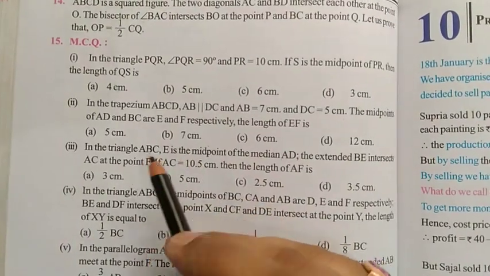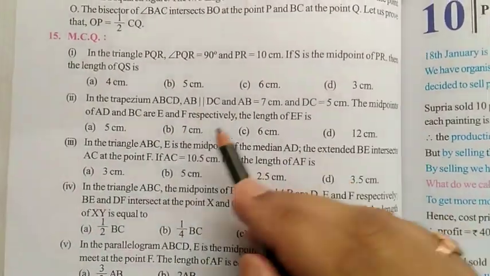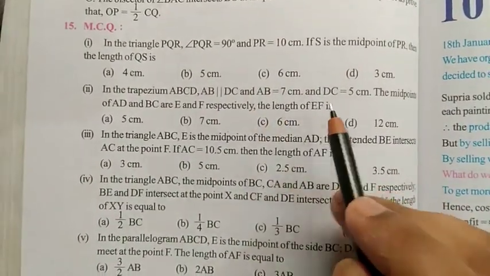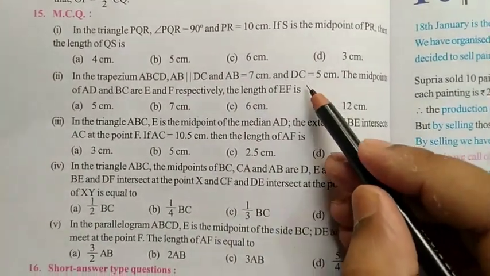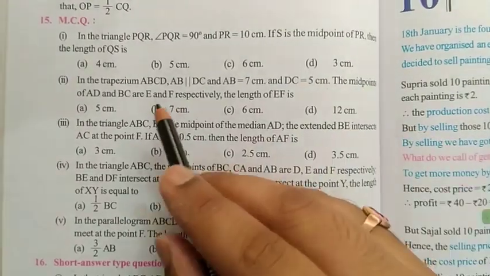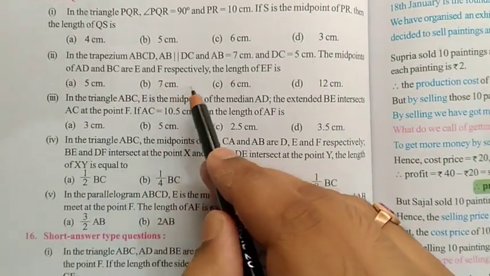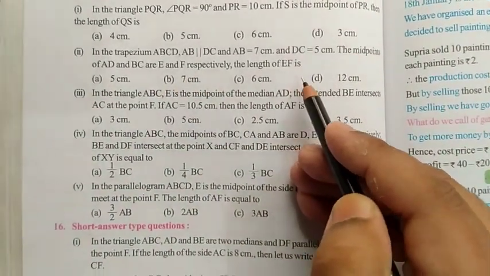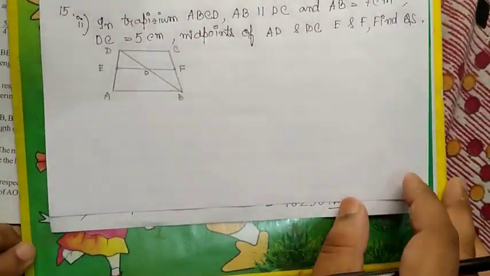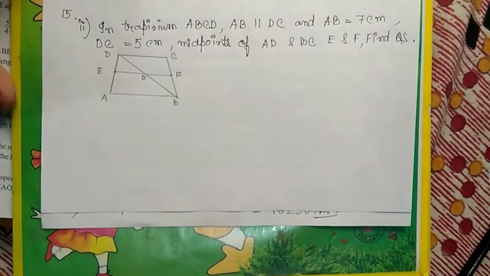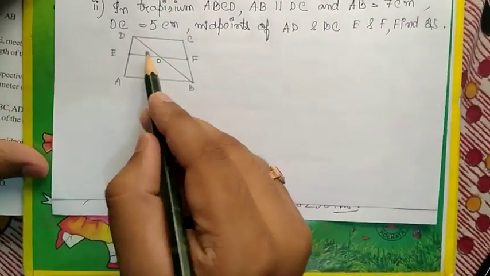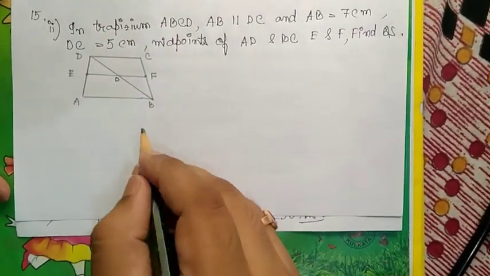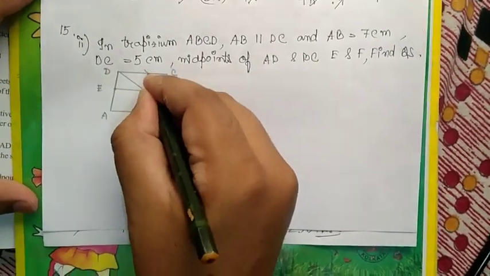This is sum number 15 part 2. In the trapezium ABCD, AB is parallel to DC, AB equals 7 cm and DC equals 5 cm. The midpoints of AD and BC are E and F respectively. We have to find the length of EF. So here this is the diagram. This is trapezium ABCD and these are the parallel sides.